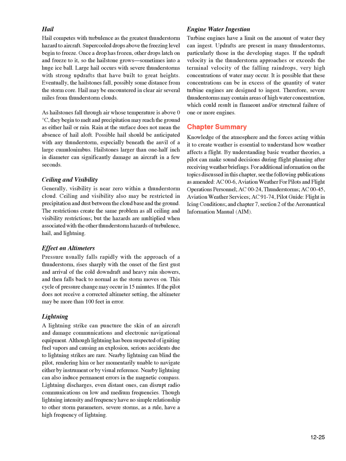Engine water ingestion. Turbine engines have a limit on the amount of water they can ingest. Updrafts are present in many thunderstorms, particularly those in the developing stages. If the updraft velocity in the thunderstorm approaches or exceeds the terminal velocity of the falling raindrops, very high concentrations of water may occur. It is possible that these concentrations can be in excess of the quantity of water turbine engines are designed to ingest. Therefore, severe thunderstorms may contain areas of high water concentration, which could result in flameout and/or structural failure of one or more engines.